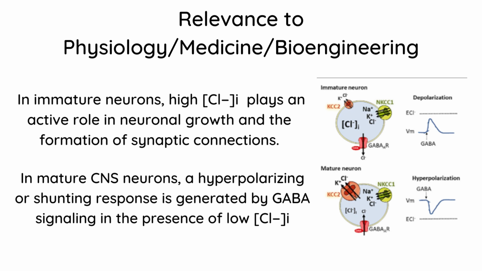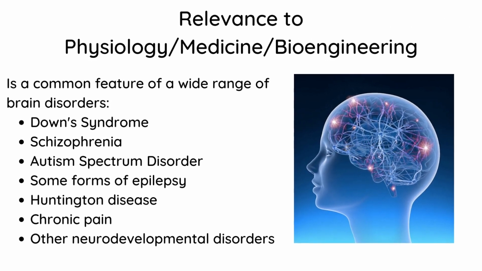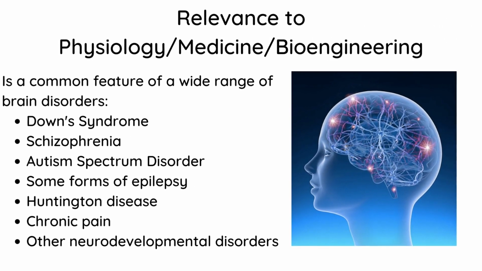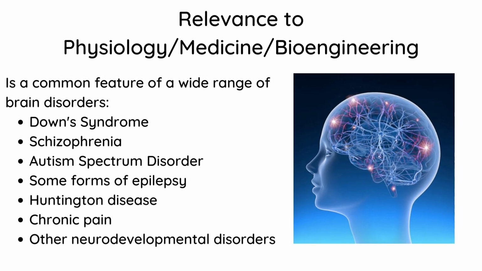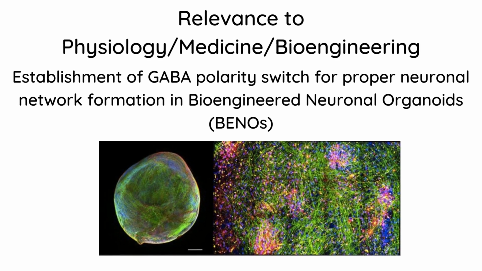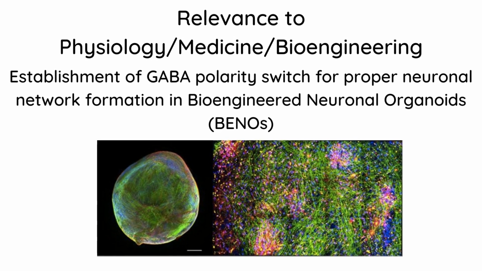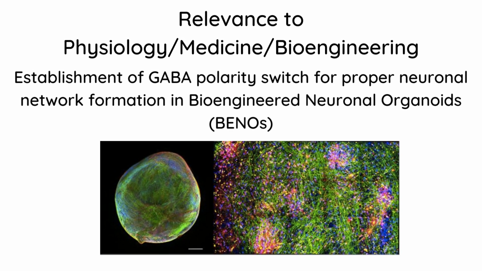If chloride homeostasis is altered due to variations in the expression or transport activity of the NKCC1 or KCC2 transporter, it can give rise to different neural disorders such as schizophrenia, Down syndrome, autism spectrum disorder, epilepsy, Huntington's disease, and many others. Again, chloride homeostasis is important in establishing the GABA polarity switch for proper neuronal network formation in bioengineered neuronal organoids, which are promising tools for disease modeling and drug development.